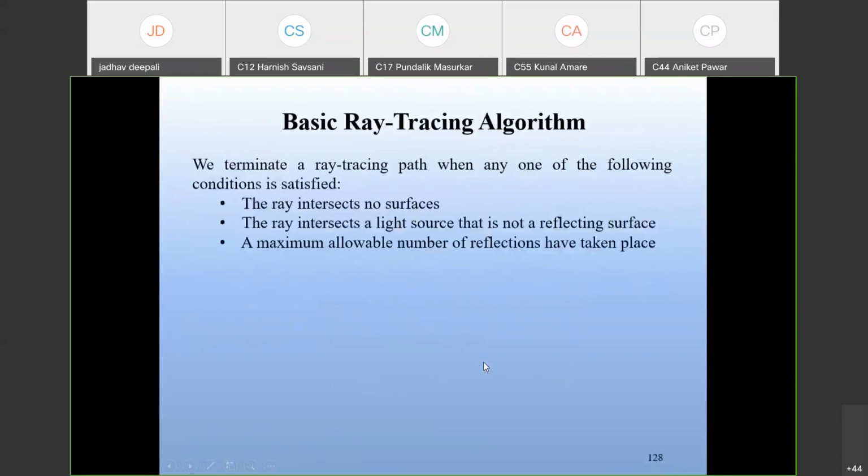But when do we have to stop? When the ray intersects no surfaces, meaning the ray is not going to intersect any surface, then stop that ray tracing path. Also when the ray intersects a light source that is not a reflecting surface, meaning it intersects the light source directly, a non-reflecting object. Also when a maximum allowable number of reflections have taken place. Whatever the maximum number of reflections allowed, if it has taken place, then stop there. Otherwise, this is a continuous process, that is the ray tracing algorithm.